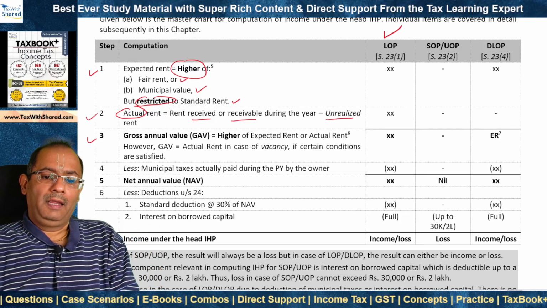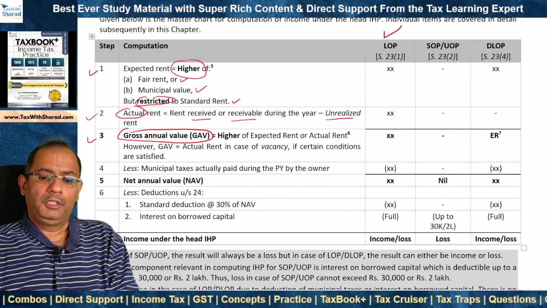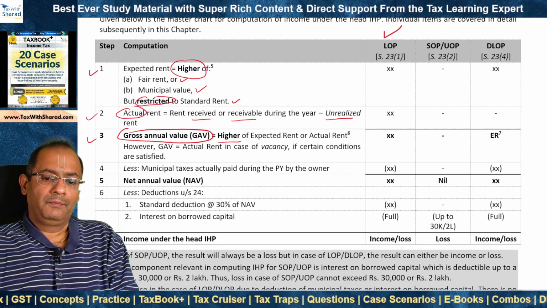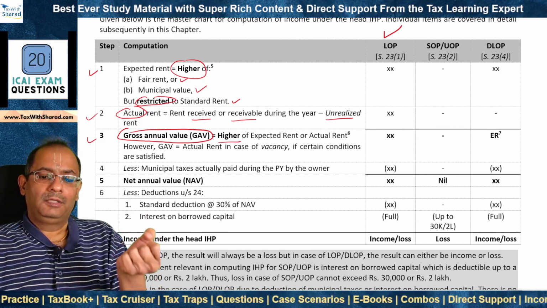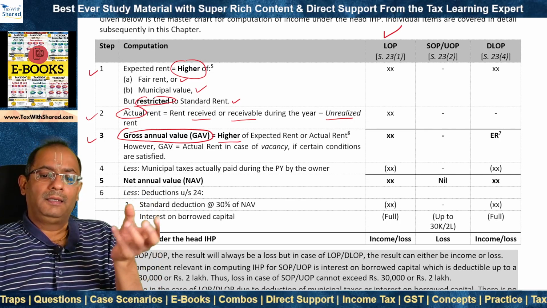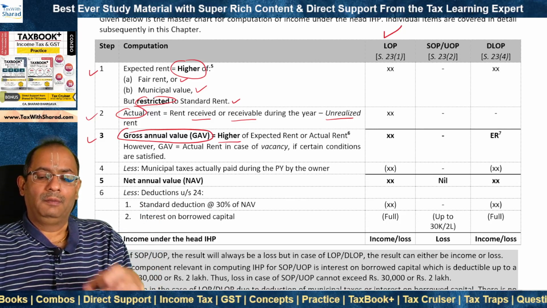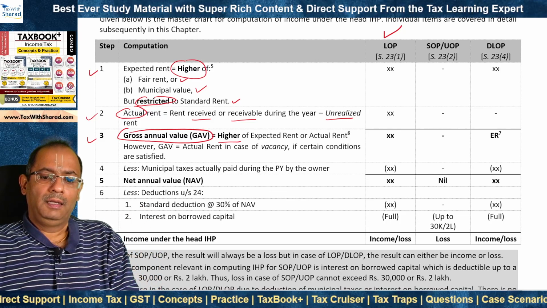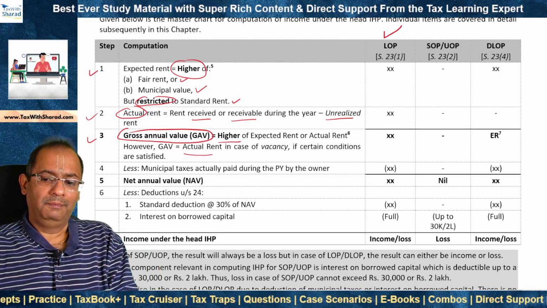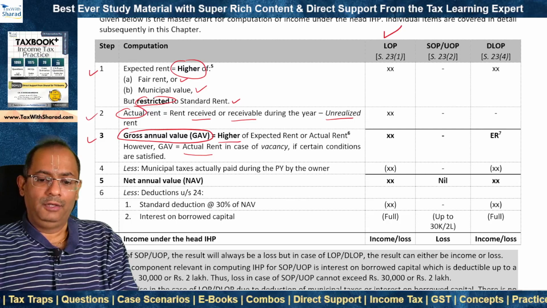In step 3, we arrive at the value which is the gross annual value or GAV. And GAV is the higher of expected rent or the actual rent. Now there may be certain situations in which a let out property has been vacant. In certain cases, the GAV is not the higher of expected rent or actual rent, but a benefit is provided whereby the GAV is equal to the actual rent if certain conditions are satisfied, and we will discuss that in some time. So this way we arrive at the figure of gross annual value.